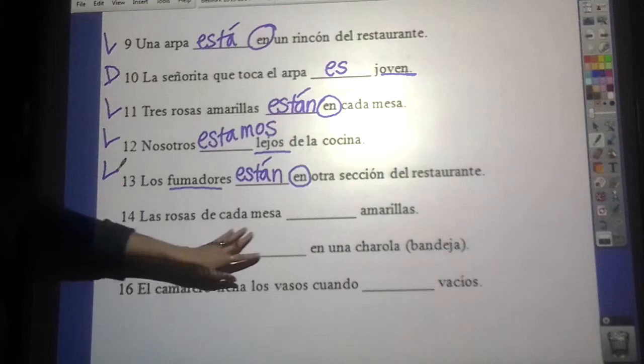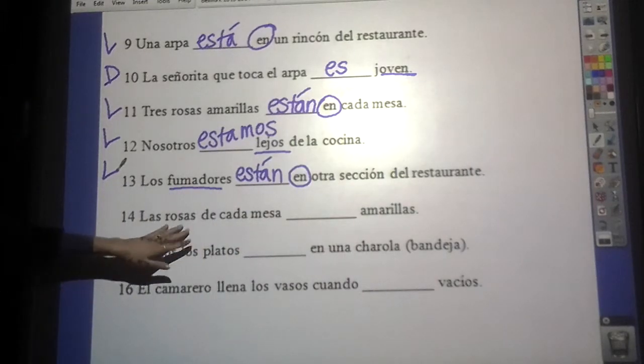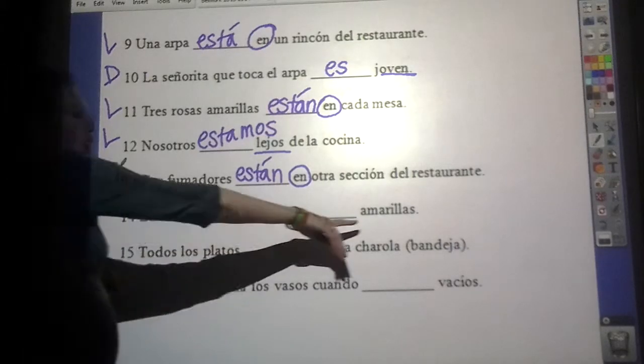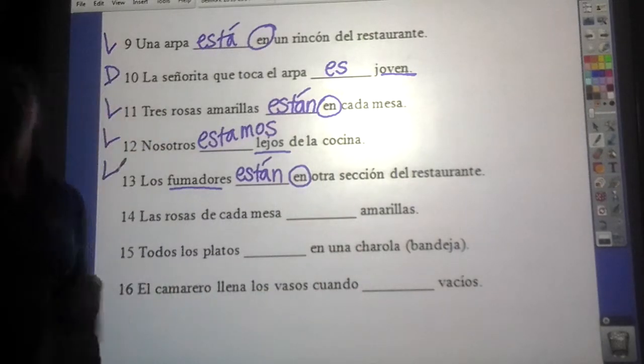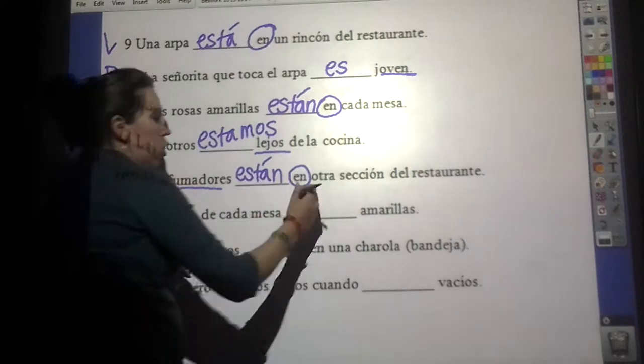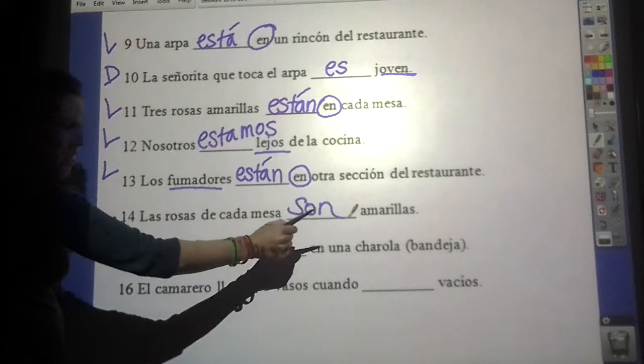14. Las rosas de cada mesa blank amarillas. Okay, the roses for each table, that are on each table, blank amarillas, are yellow. Is that going to change overnight? If you leave a rose out overnight, does it change to purple? No. Es una descripción. Entonces tenemos la forma de ser son.